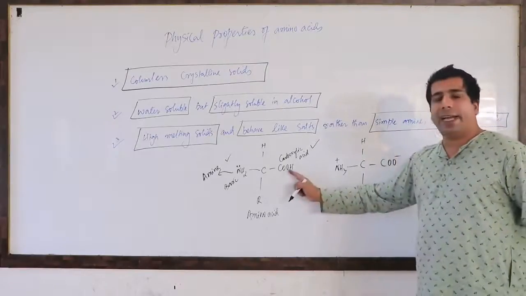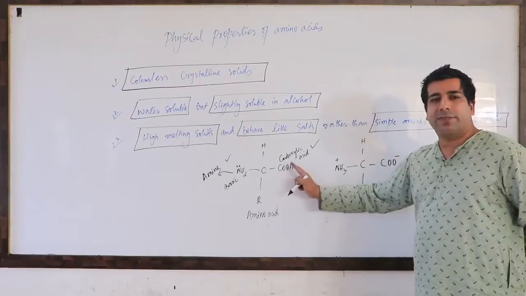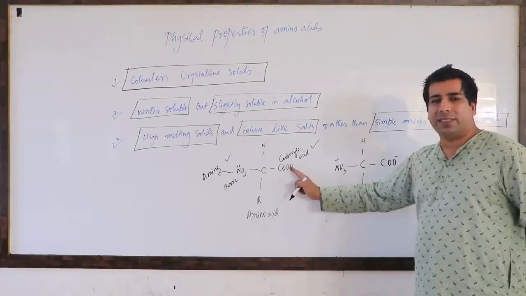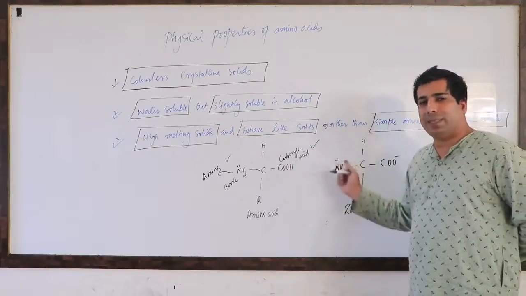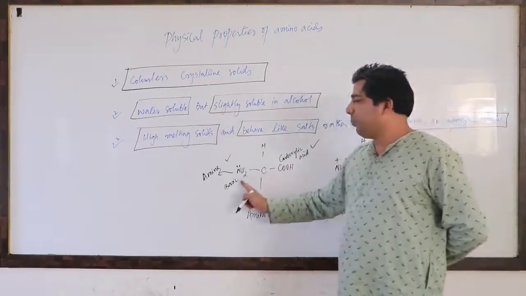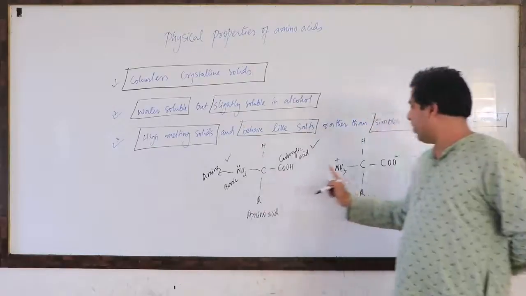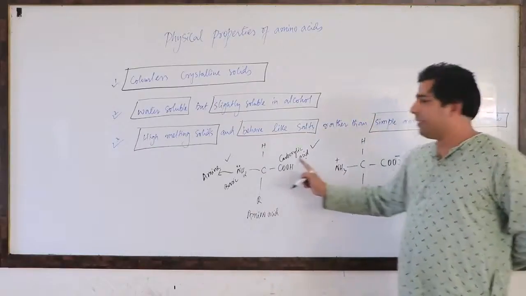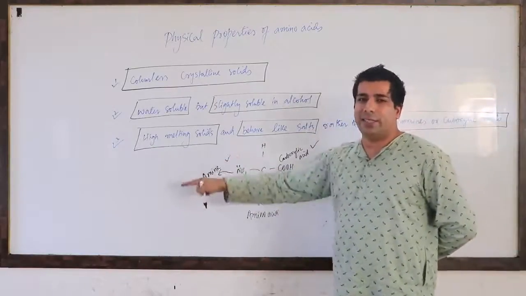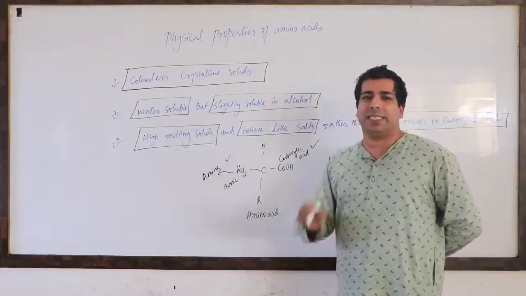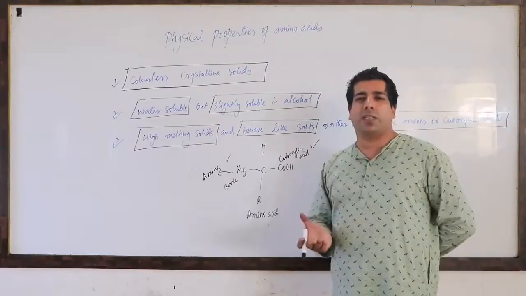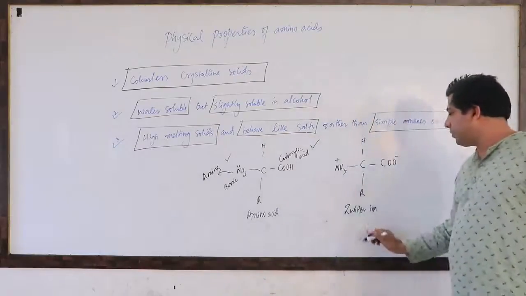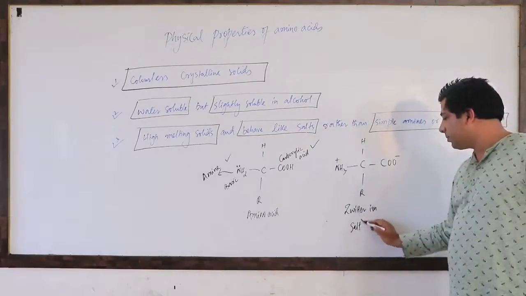Here this group has lost H plus. This was the acidic group, and it has lost H plus. So it has reacted with the basic group. This is the basic group. It has accepted one H plus, which means it has reacted with an acid. When there is a reaction between acid and base, there is always the formation of salt. So you can take this zwitterion as a salt.